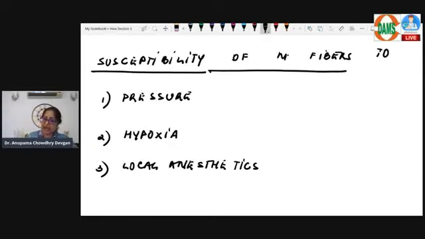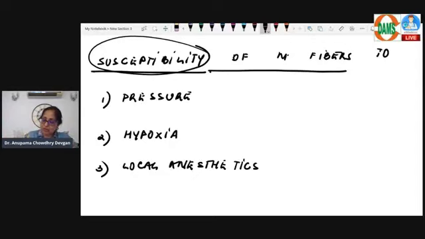Now, what does this mean? This means that if I apply external pressure, transmission will be affected in which fiber first? I'm not asking you which fiber is carrying the pressure. That's a separate question altogether. We are talking about susceptibility. Susceptibility means that if I apply external pressure, then the transmission will be affected in which fiber first, right?